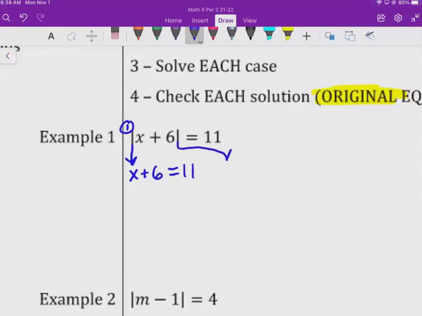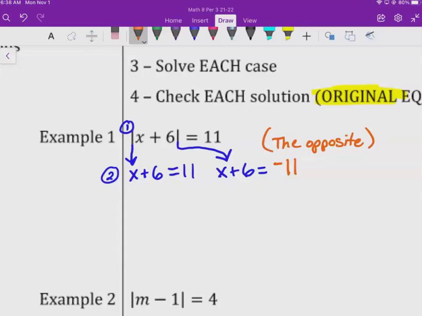And then I take my second absolute value bar, because this reminds me to do my 2 cases, okay? And I do x plus 6. Again, do not touch what's inside the absolute value bars. Equals, and then I change this guy to negative, the opposite. So this is the opposite. Okay, so we've got 2 cases here. We've got x plus 6 equals 11, and x plus 6 equals negative 11.